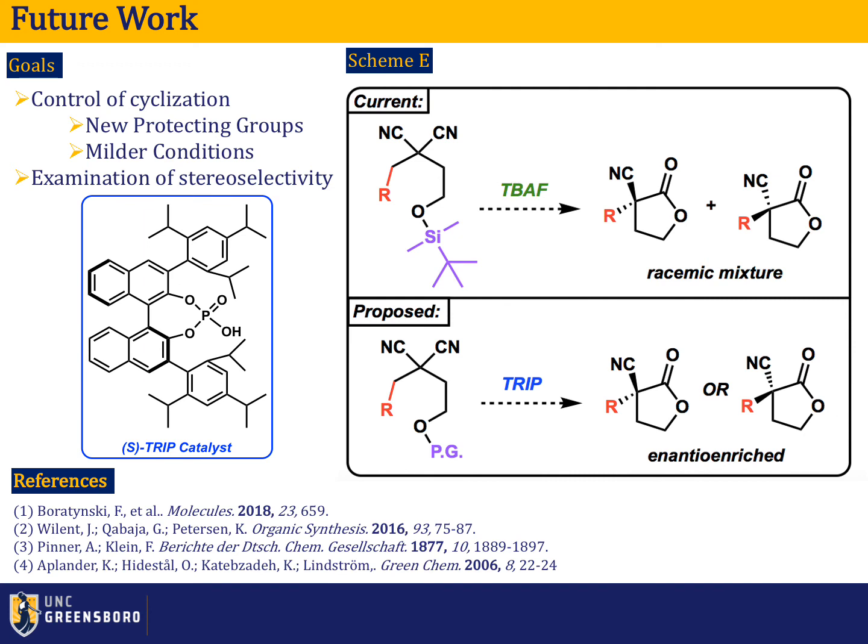Instead, I want to find a way to use our asymmetric catalyst, TRIP, pictured on the left, to deprotect and then cyclize the molecule in one step. Scheme E shows the current reaction. The purple protecting group cannot be removed with TRIP. I will examine other protecting groups in the hope of finding one that will stay on during previous steps that can be easily removed when I want to using TRIP. In this proposed reaction, depending on what catalyst we use, we could selectively synthesize one asymmetric version over another.